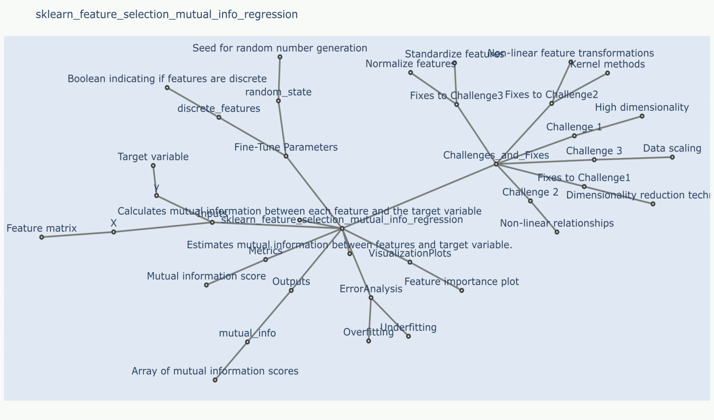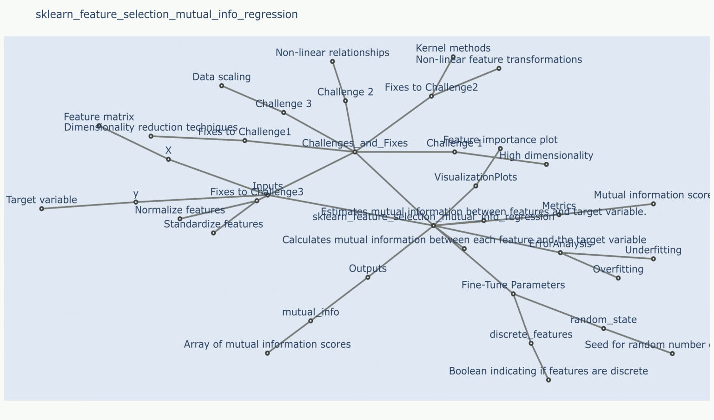Challenge 4: mutual information can be sensitive to outliers. Sample use case that resulted in challenge 4: a dataset with outliers in the features or target variable. Fixes to challenge 4: preprocess the data to handle outliers, such as removing them or using robust estimation methods.